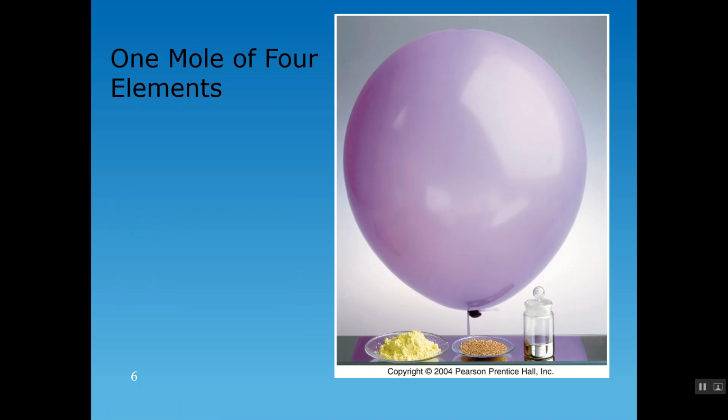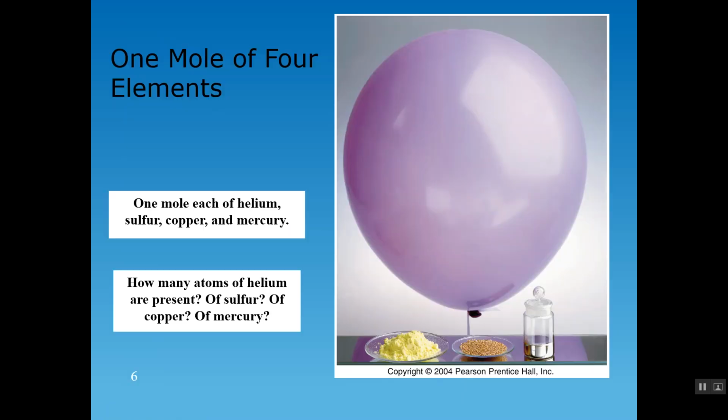And the question being asked here is how many atoms of helium are present? And they're asking the same thing for sulfur, for copper, and for mercury. How many atoms are present? Well, because it's 1 mole of each of them, the answer would be Avogadro's number in each case, right? 6.02 times 10 to the 23 atoms of helium are present in 1 mole of helium. The same is true for sulfur, copper, and mercury, all right? So that's basically the answer to these questions.